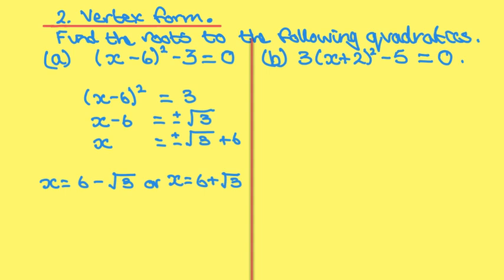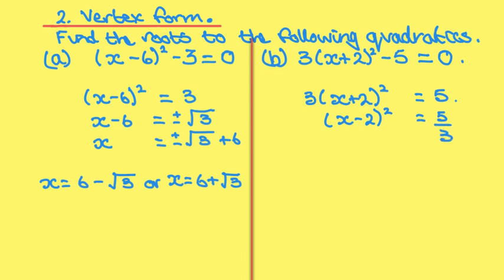B, 3 brackets x plus 2 all squared minus 5 equals 0. So first add 5 to both sides. So we get 3 times x plus 2 all squared is equal to 5. Divide both sides by 3. So you get x plus 2 all squared is equal to 5 over 3.